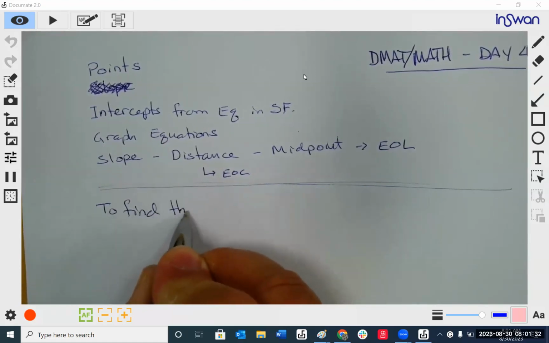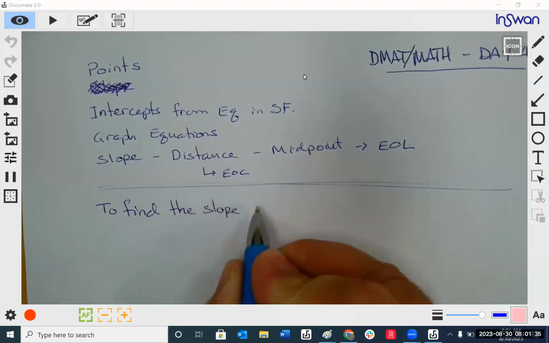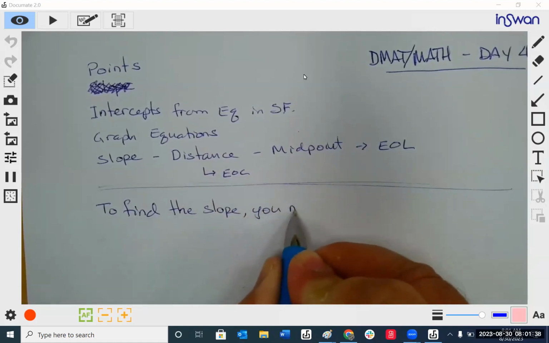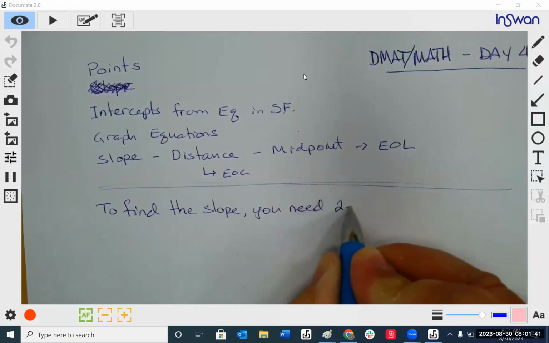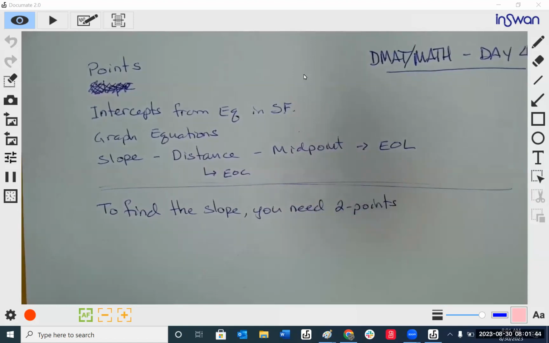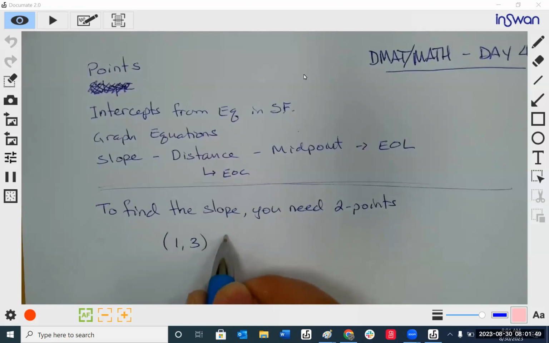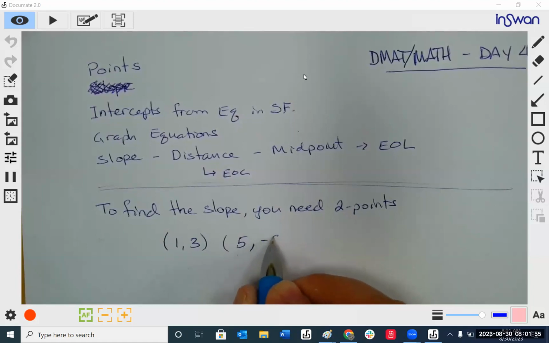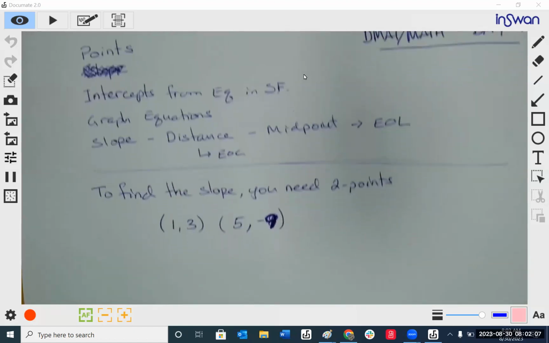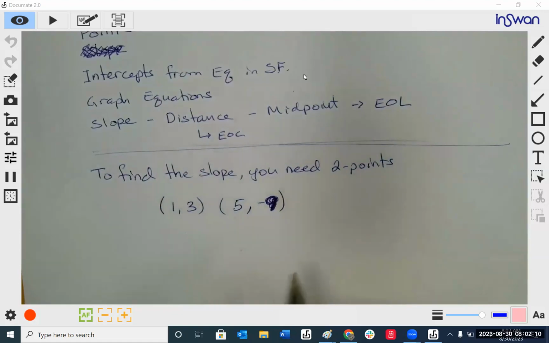To find the slope, you need 2 points. Let's say that I give you 1, 3, and 5, -9. Make it an easy one. Okay, that's our first thing. You need 2 points. What's the next thing you do?